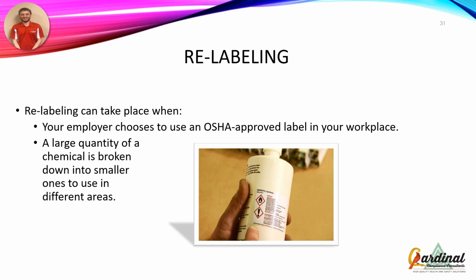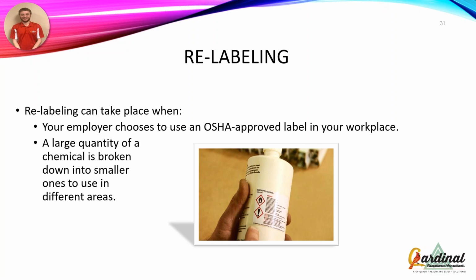But unfortunately, the label's out of compliance because of these new standards. Well, at that point, you can choose an OSHA-approved label in your workplace and relabel that chemical and continue to keep it properly. But just make sure you're putting that new OSHA-approved label on it.